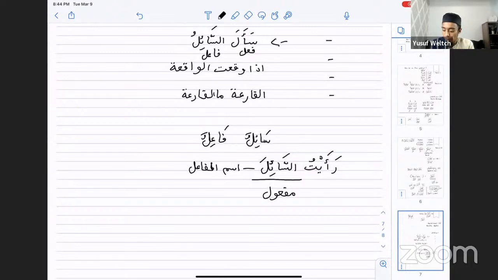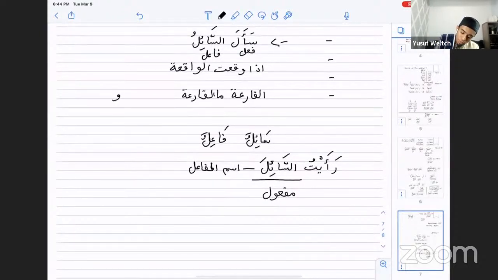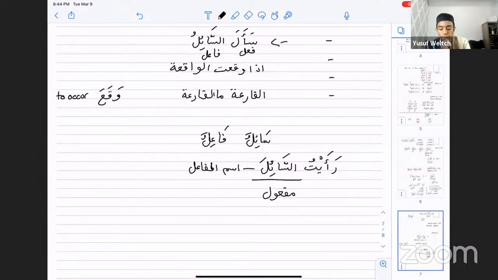So, can somebody translate the second verse? Waqa'a means to happen, or to occur. Waqa'a means to occur, or it occurred. Okay. إذا وقعت الواقعة. When the, right, وقعت, واقعة, this is وقعت. The kasra is only to be able to read it.